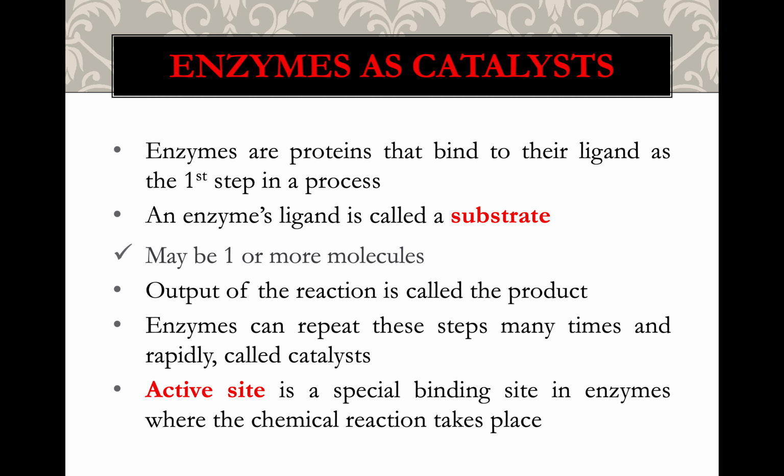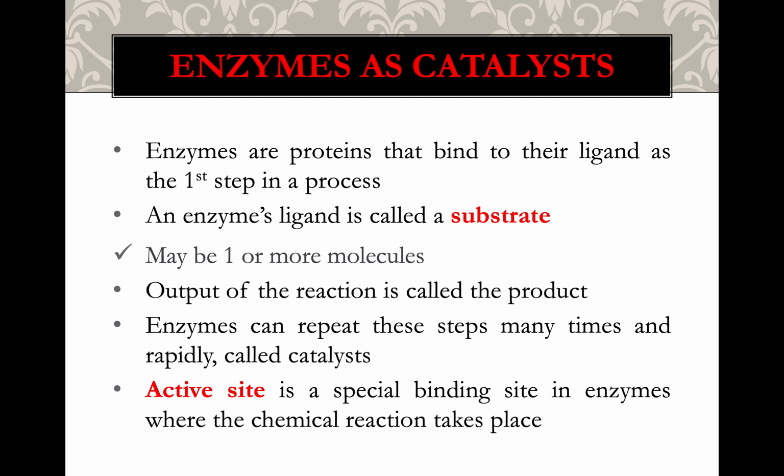Now, let's move on to enzymes as catalysts. So we know that for catalysts to occur, we need an enzyme. So they are also protein enzymes, okay, and they bind to the ligand, and probably they have a specific ligand, or sometimes they could also bind to general ligand. So this is the first step, okay, in the process. So the ligand is also sometimes referred to as substrate. We know that as much, and it could be just one or more than one molecule that could bind to it.